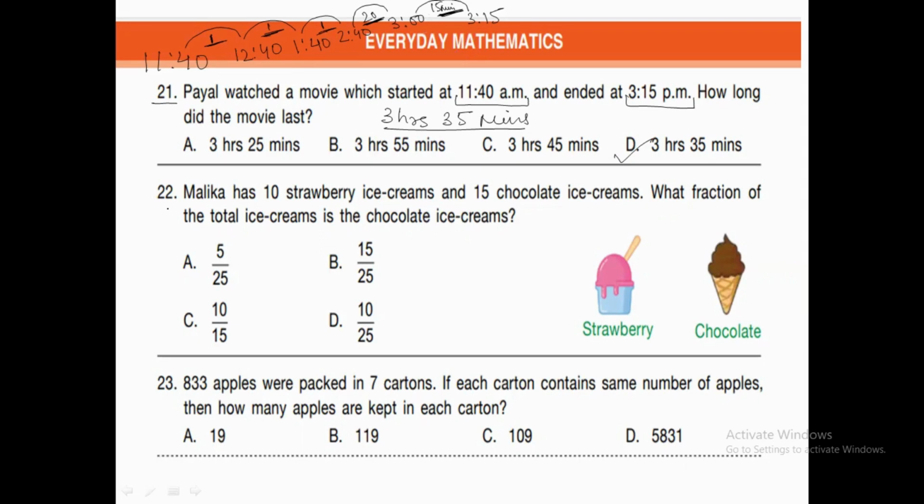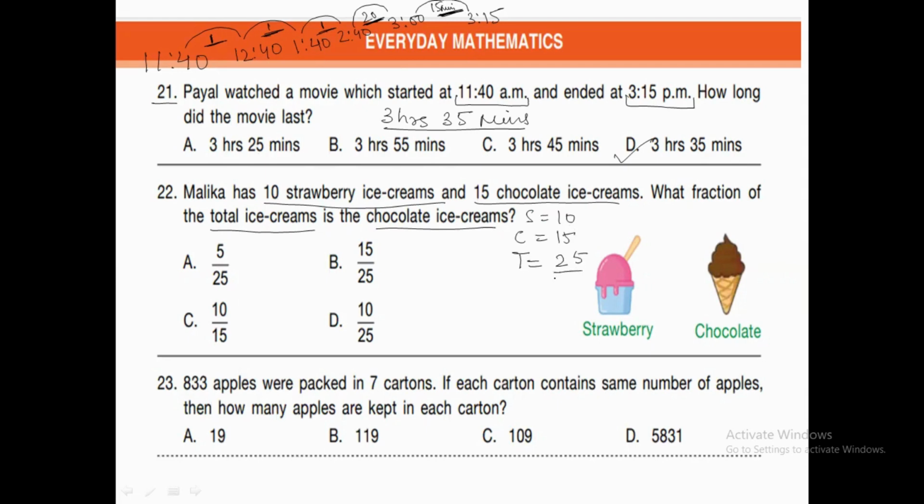Now let's move to question number 22, which is: Malika has 10 strawberry ice creams and 15 chocolate ice creams. Now what fraction of the total ice creams is the chocolate ice cream? Okay. So she has 10 strawberry ice creams and 15 chocolate ice creams. So the total number of ice creams that she has is 10 plus 15, which is 25 ice creams.